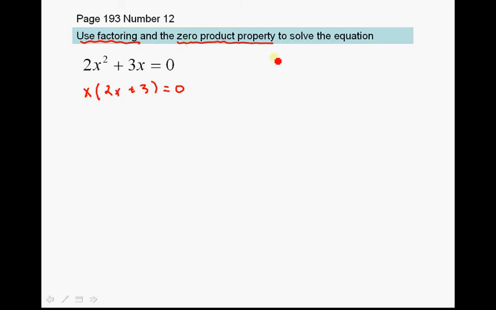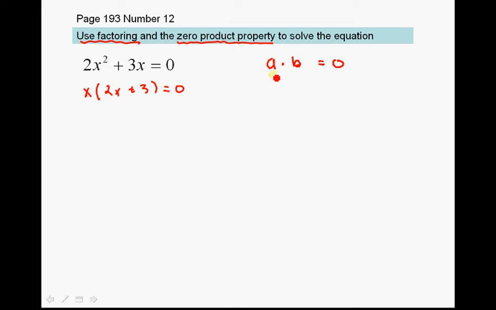Let's say we have two factors, a times b equals 0. We've got two separate factors. What would one of these factors have to be in order for this equation to be equal to 0? Either one of them would have to be equal to 0 itself. And why? Because 0 times anything is 0.